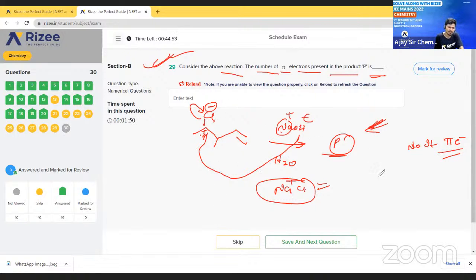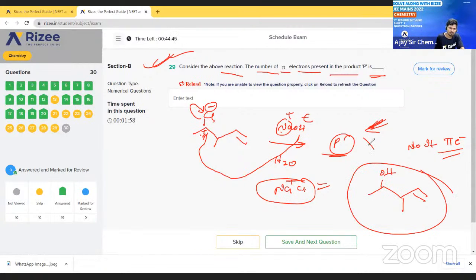And next, what will we get? Here we will get OH. So this is the product. Now you just tell me how many pi electrons are present. By seeing, you can tell how many pi electrons are present here. Very simple. See here, only one pi bond is there.